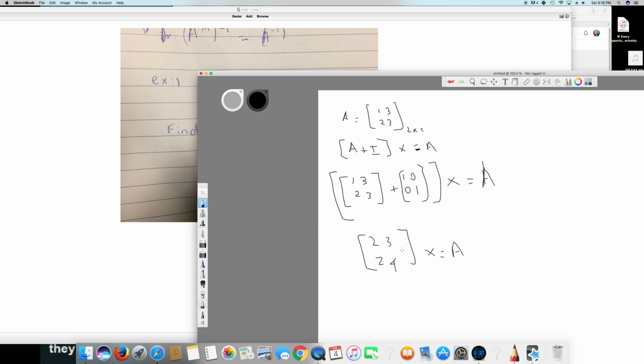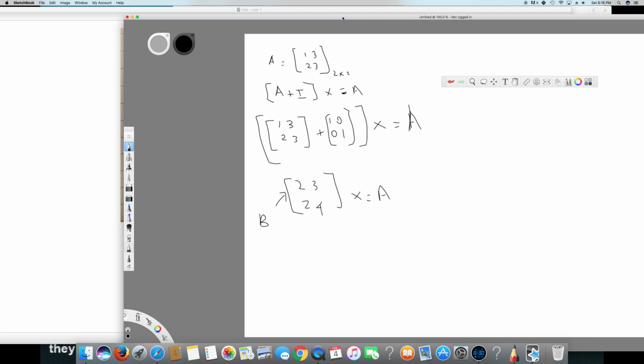Since this one is true, let's consider this value as B, because this is a new value, and I'm going to take it as B. In order to cancel and find the X value, I have to find the B inverse, because if I put B times B inverse, X is equal to A times B inverse. So there, this will be cancelled, so I can find the X value easily.